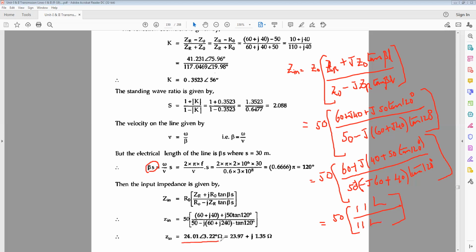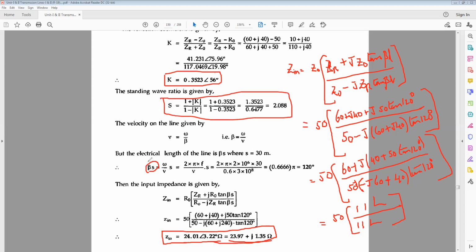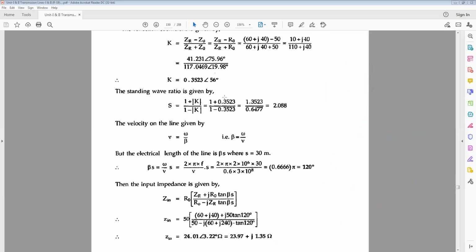Okay, finally we got the value Z in equal to 24.01 with an angle of 3.22 degrees, or otherwise in the rectangular form 23.97 plus J 1.35. So we got all the values: the reflection coefficient, the standing wave ratio, and the Z in, the input impedance, by using the velocity. Okay, and these are all the theoretical values. By using the Smith chart, you can find the reflection coefficient, standing wave ratio, and the Z in also.